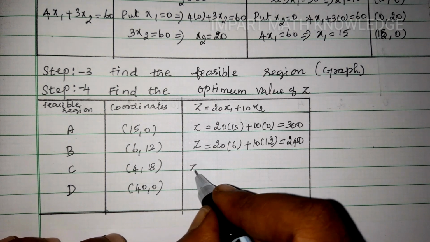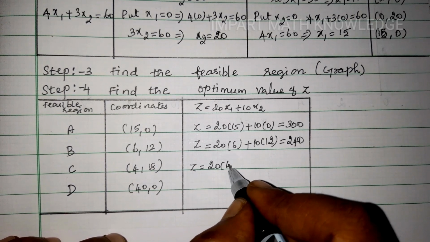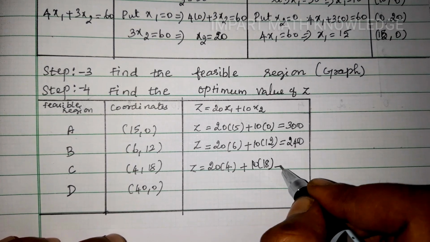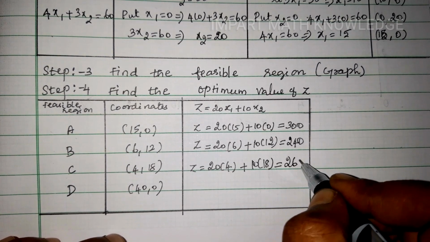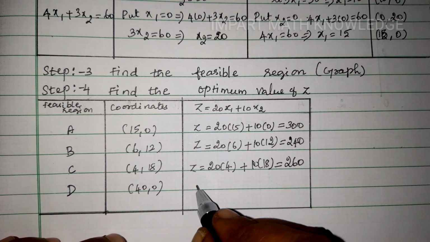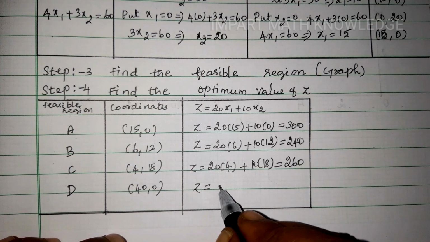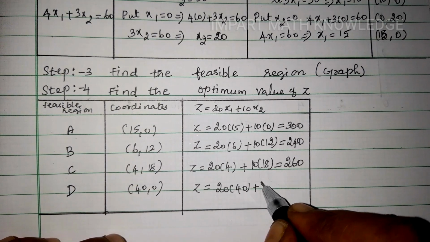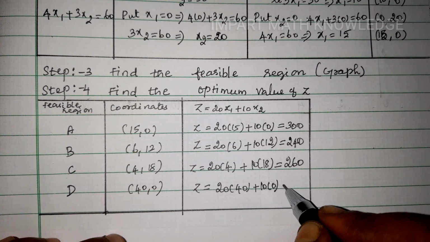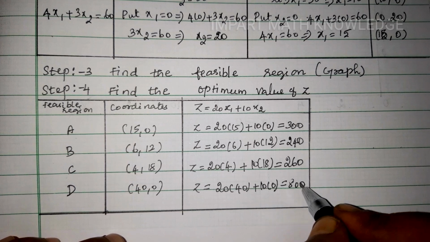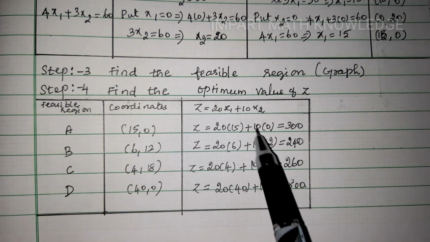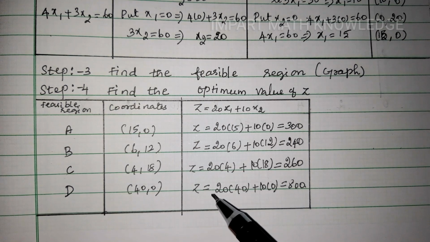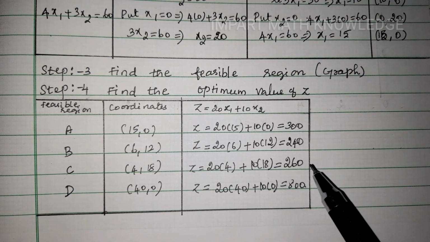The next one, Z is equal to 20 into 4 plus 10 into 18. If you multiply and add, you will get 260. Now the last point, Z is equal to 20 into 40 plus 10 into 0. So the value is 800. For the feasible region, we find the values for Z. Now we have to go for the optimum value.